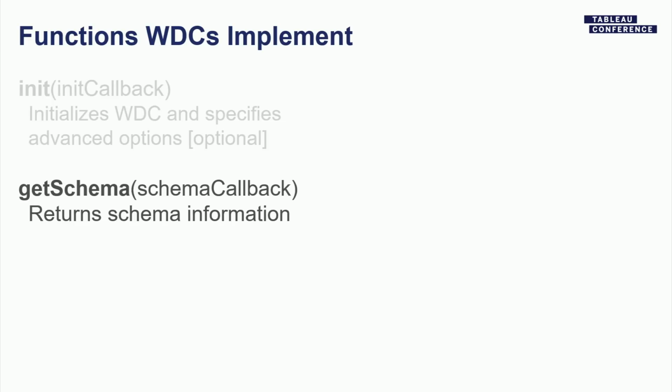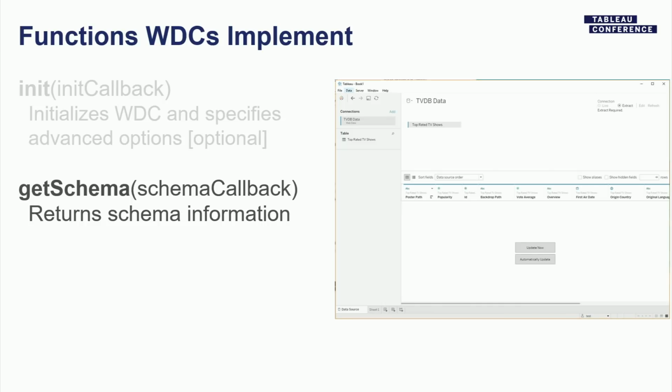The next function is called getSchema. This is where you return your schema information, so your tables and the fields within your tables. Again, this function takes an argument called schemaCallback, and you call that at the end of your function to tell Tableau that you're done. This is used here in Tableau Desktop, for example, to enumerate the fields when you select a table.